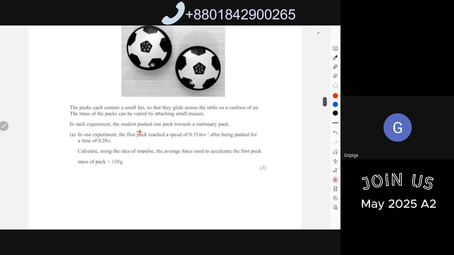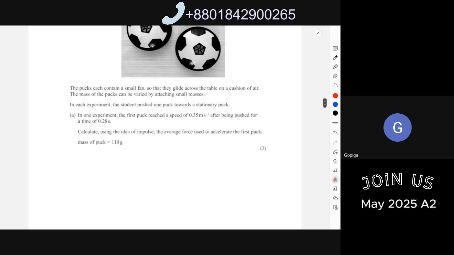In each experiment, the student pushed one puck towards a stationary puck. That means one particle was stationary and the other particle was moving towards the stationary particle. This is entirely like scenario 2 from our theoretical classes. And again, it says that in one experiment, the first puck reached a speed of this much after being pushed for a time of this many seconds. So calculate, using the idea of impulse, the average force produced that will accelerate the first puck, and masses are given.